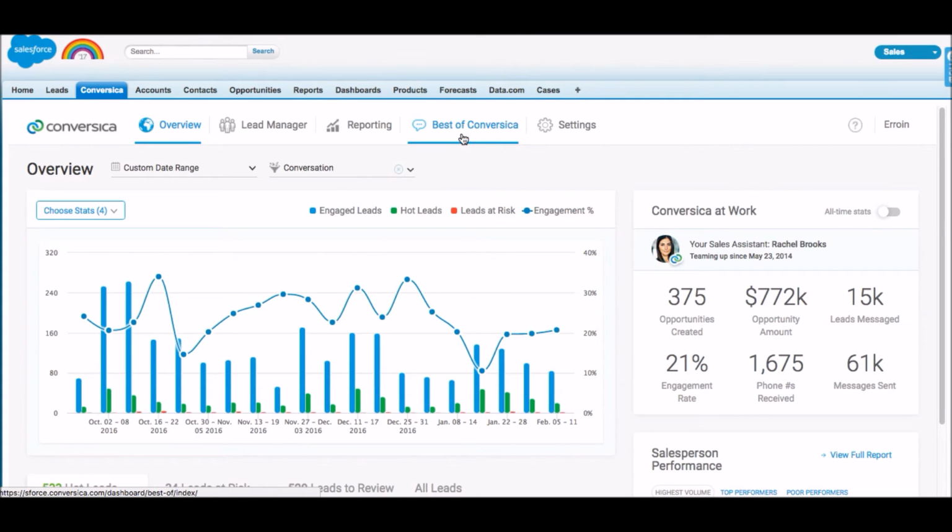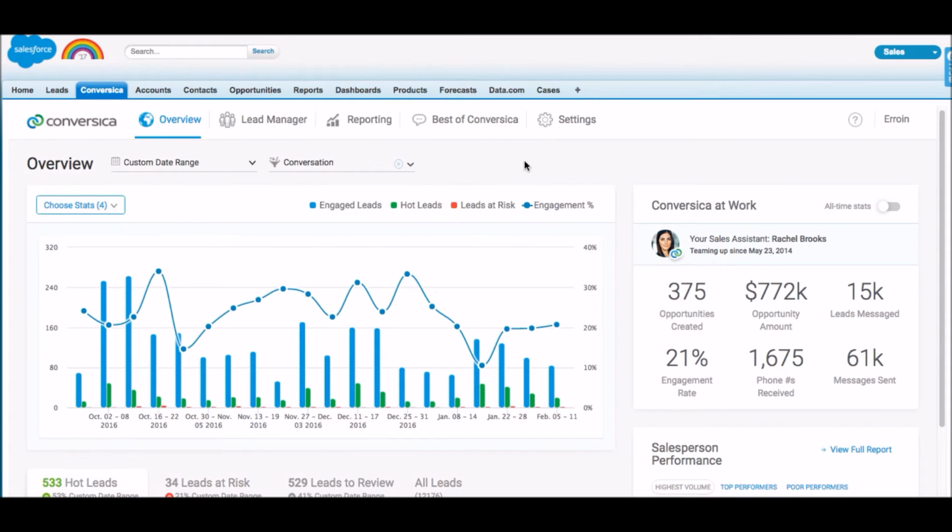There's a tab here called Best of Conversica. We have an anonymized representation of some of the best conversations our AI has had. And then we have a settings tab here where you can set your assistant settings, your team settings, your alerts, and your company settings. I will not be going through this section at this time. That's for another video at another time. Basically, it's allowing you to configure who is going to see and work with your assistant.